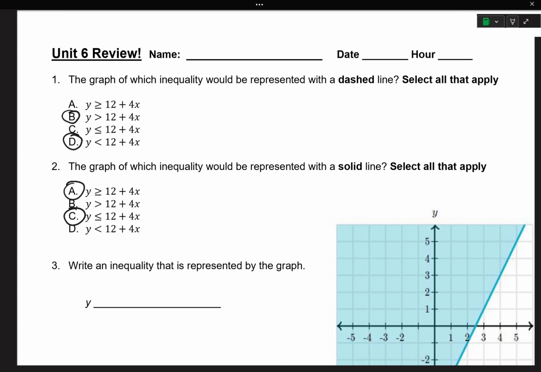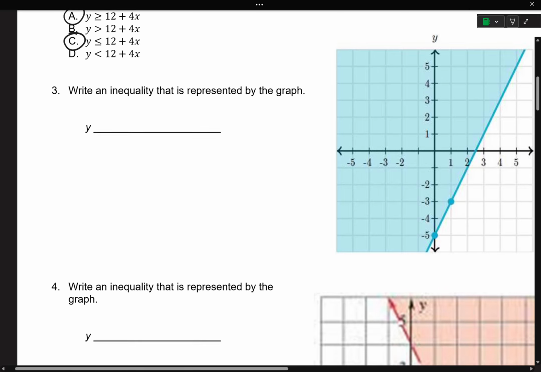Now, this is how I remember. Symbols with solid lines underneath them create solid lines, because that solid line under the symbol is kind of like a part of the equal sign. And when we graph y equals, so just regular linear equations, we always use a solid line. That's why the graph of an inequality with a solid line underneath it is also solid.